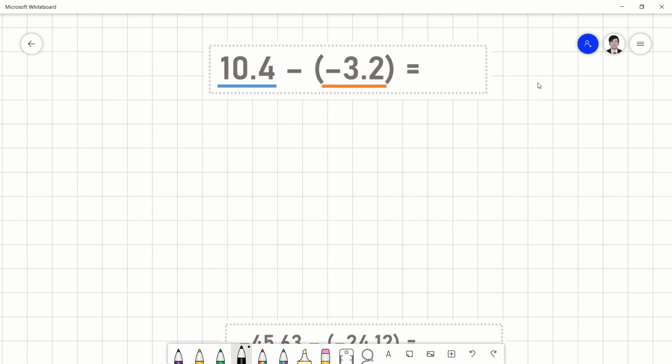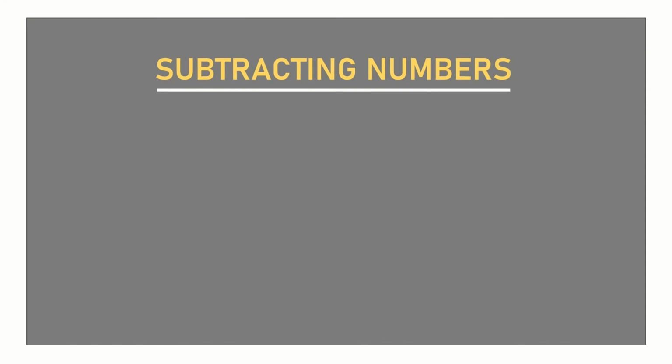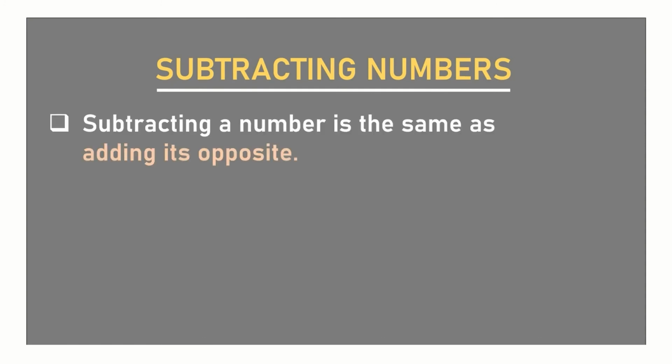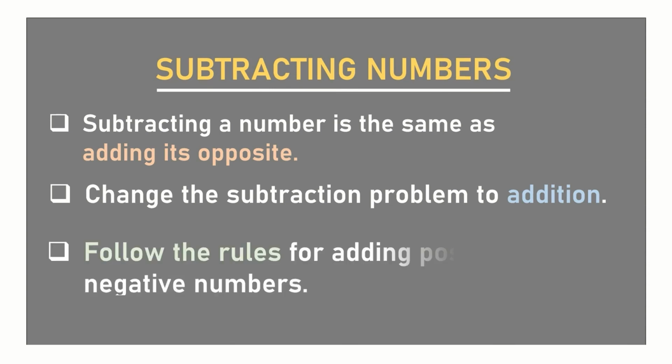Okay, now, what if the operation is subtraction? When we subtract numbers, always remember that subtracting a number is the same as adding its opposite. So what you need to do now is change a subtraction problem to addition, so that all you need to do afterwards is follow the rules for adding positive and negative numbers.